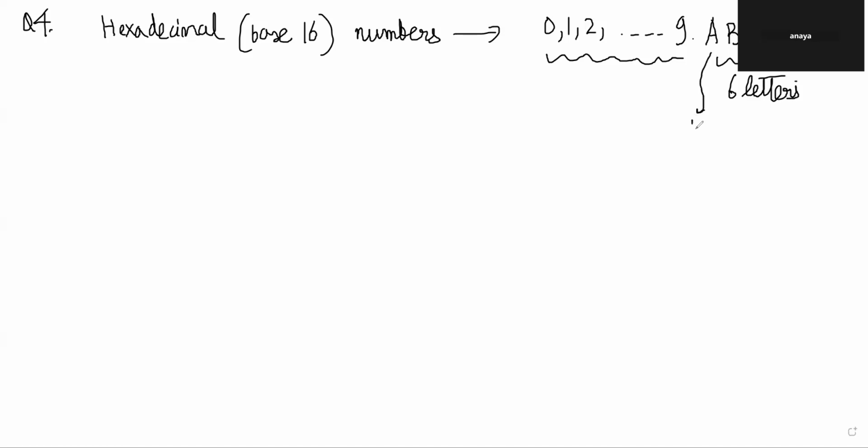What do those letters mean? This letter stands for the number 10. This letter stands for 11, 12, and so on. 10, 11, 12, 13, 14, 15, right? So basically, these are the things that you'll be using. You cannot use directly 10 because that will take 2 digits, right? You'll use A, B, C, D, E, F to stand for 10, 11, 12, up to 15.